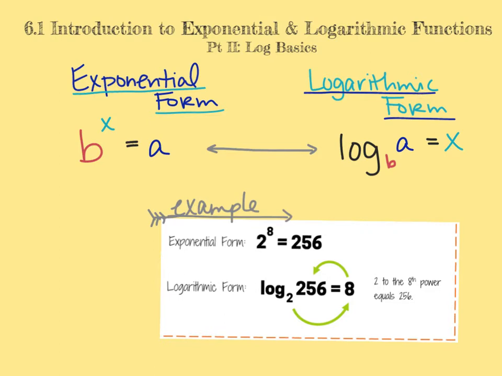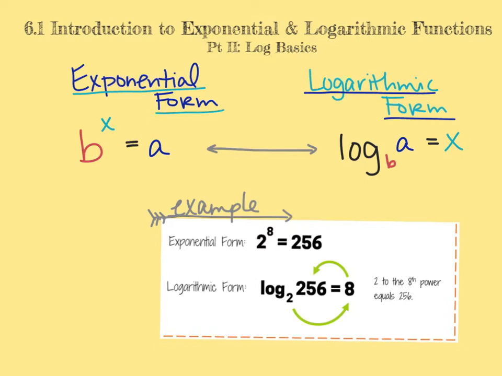Exponential form of an expression is just what it sounds like. It's literally a base raised to an exponent equals a, the answer, if you will. Then logarithmic form, if we wanted to translate these three values, is log base b of a equals x. Note that the output of the logarithmic function, or rather the expression written in logarithmic form, is x, the exponent. So logarithms are a fancy way to write exponents.